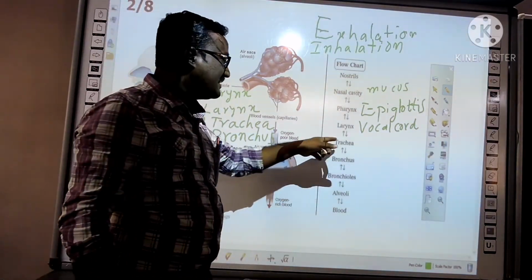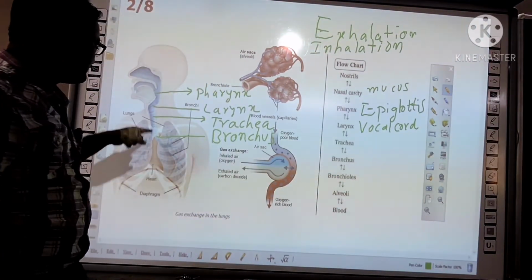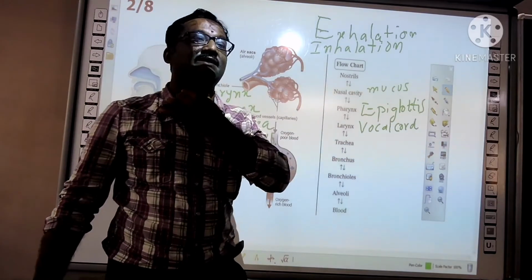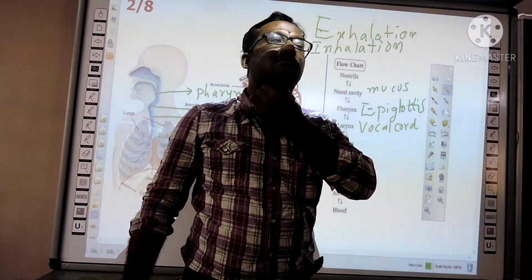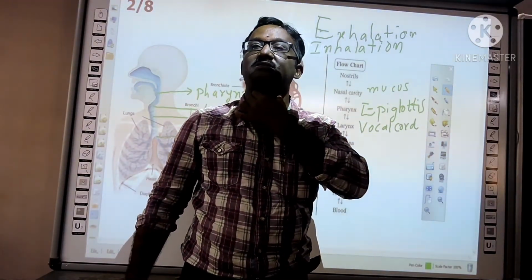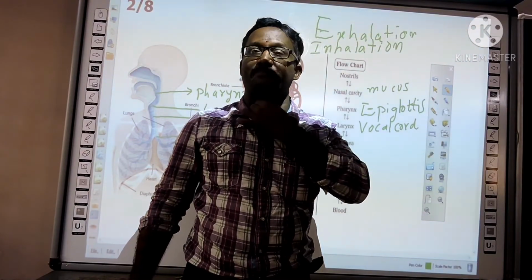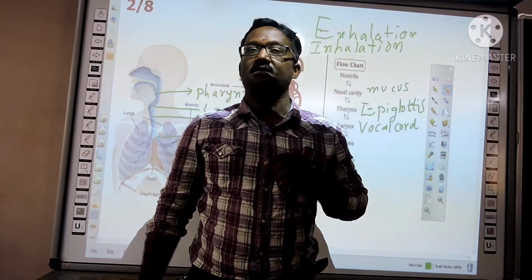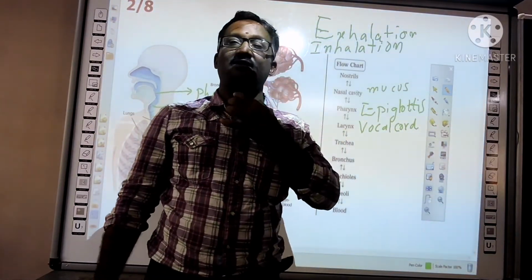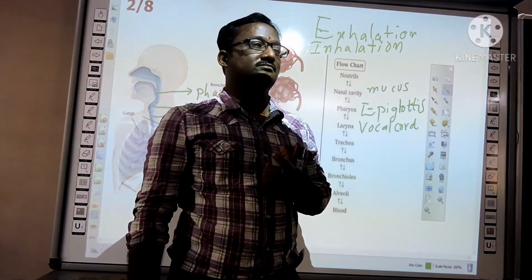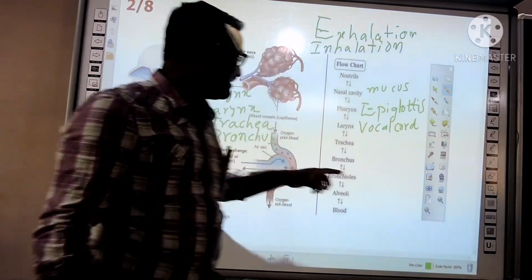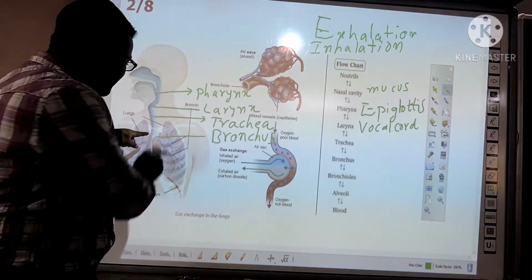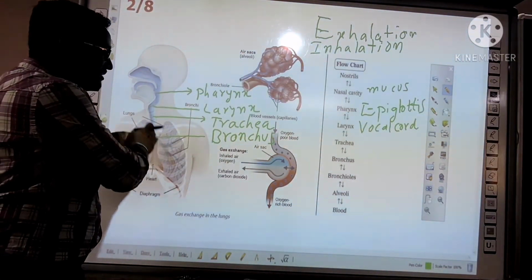Okay, next part is the trachea. See this one. You can feel your trachea. Press here, press in the throat. You can feel a pipe, right? That is called the trachea or windpipe. It is protected by C-shaped rings. Those rings protect the trachea from collapsing. Understood? Now the trachea divides into two branches called bronchus.